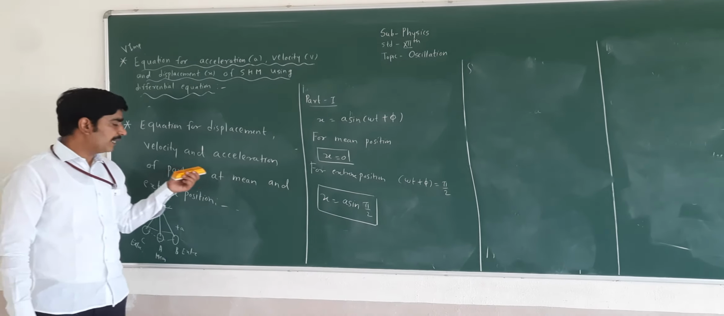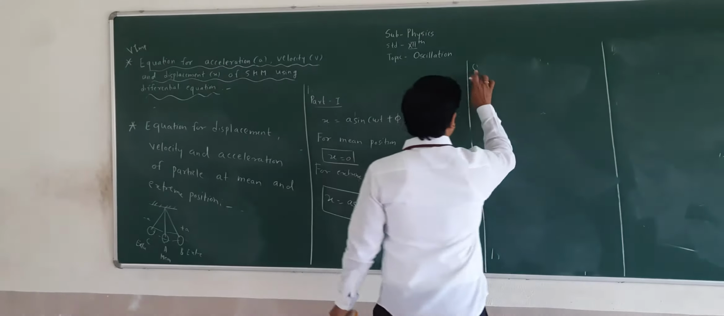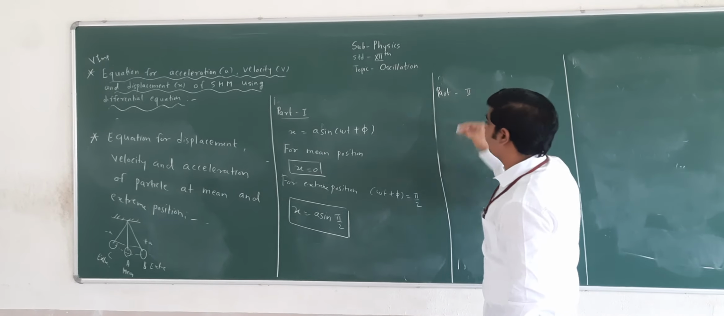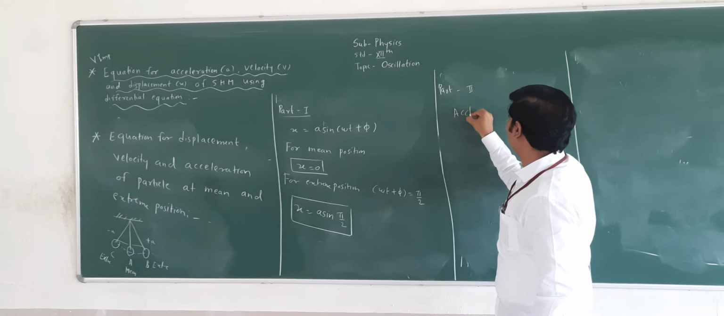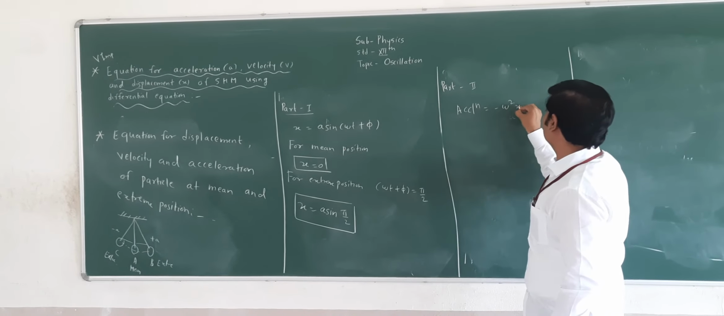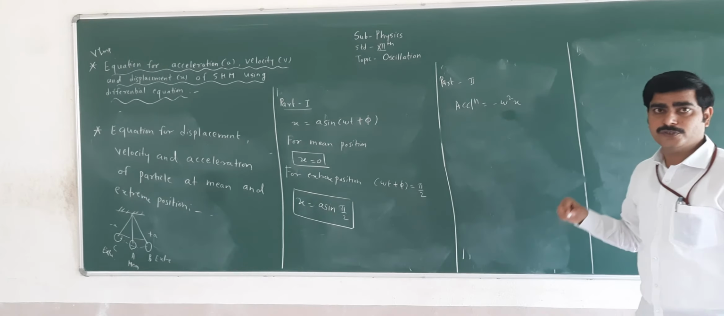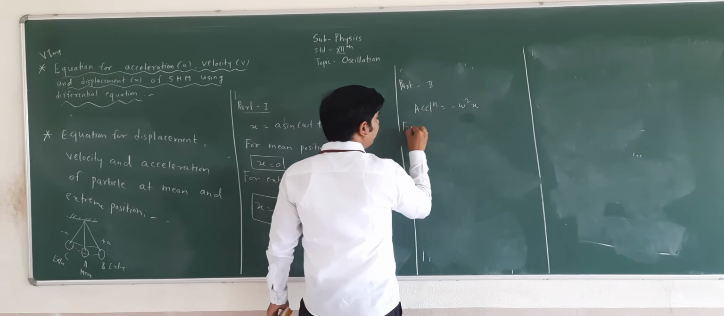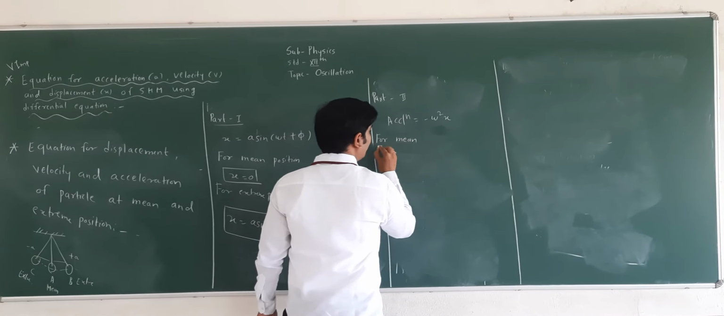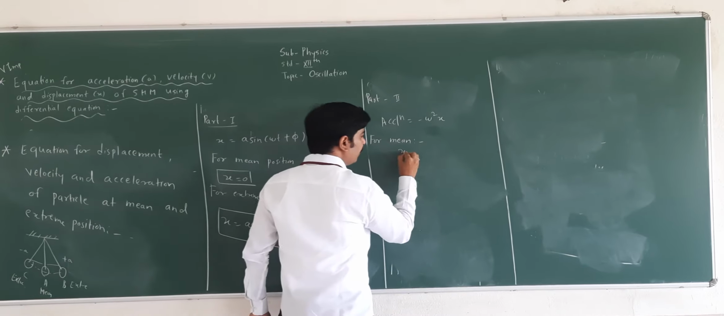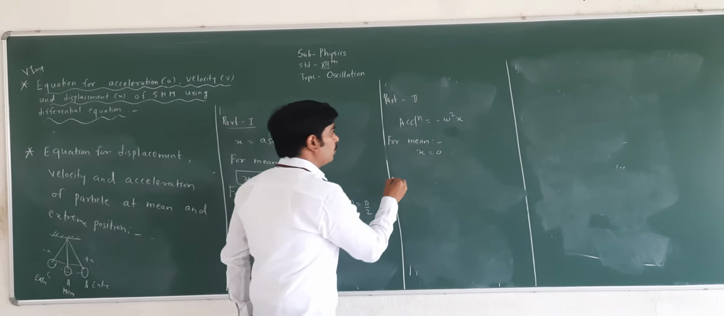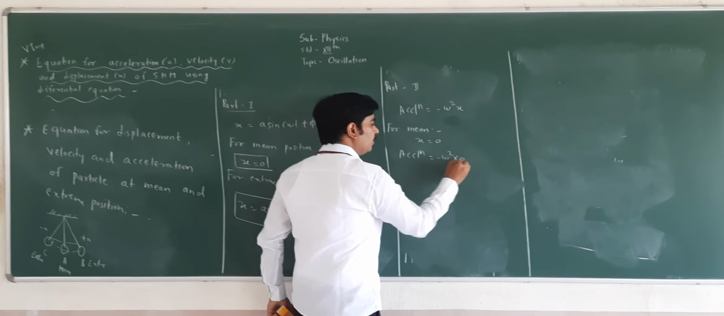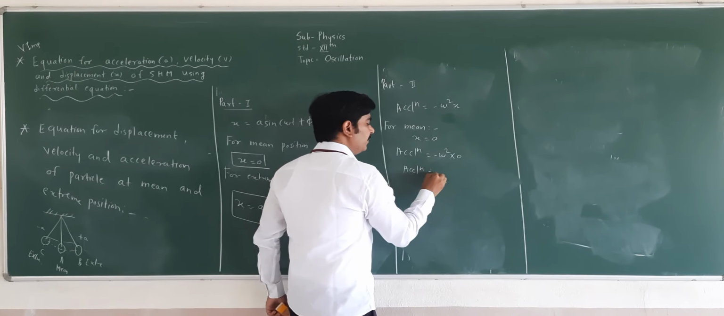Now next we will go for the acceleration, part 2. What is the equation for acceleration? Acceleration is equal to minus omega square x. Right, this is the equation for acceleration. Now here also we have to consider the two cases. For mean position, what do we have to put? x is equal to 0. So what is the value of acceleration? Acceleration is equal to minus omega square into 0. So acceleration will be 0.